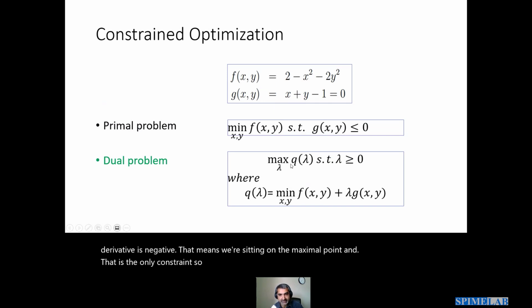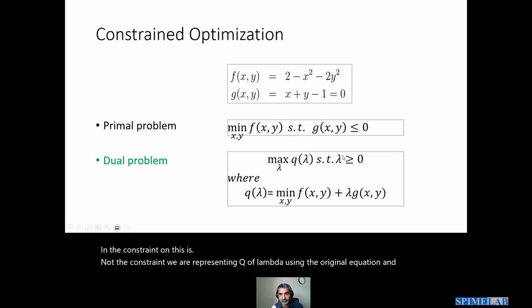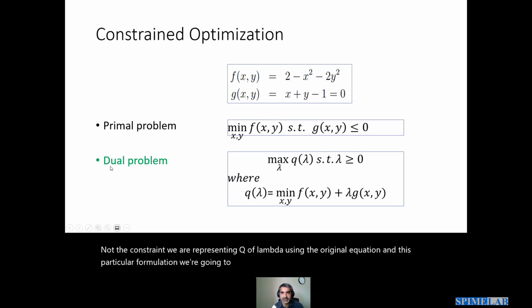So if we want to maximize Q of lambda, here we are solving for just one variable. And the constraint on this is not the constraint. We are representing Q of lambda using the original equation. And this formulation we are going to call the dual formulation, dual function, or dual problem.